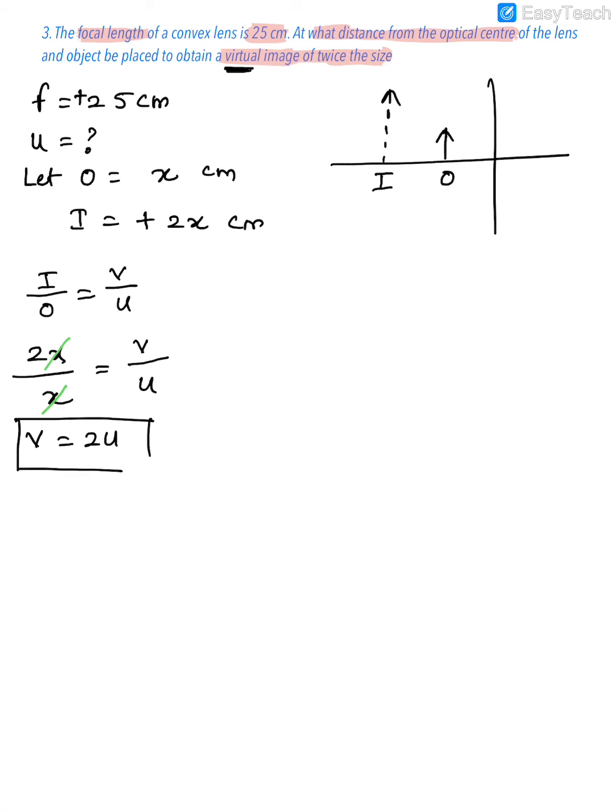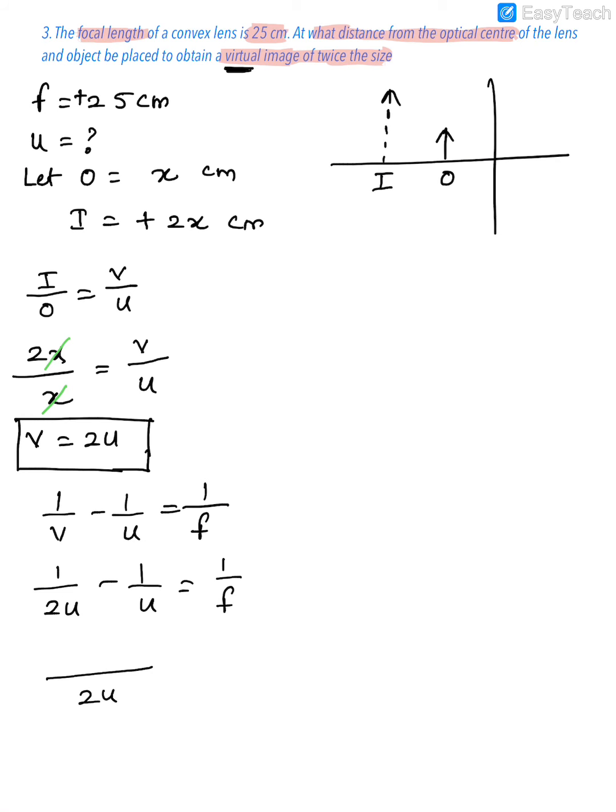Now we are going to use this value further. So 1 upon V minus 1 upon U is equal to 1 upon F. So 1 upon 2U minus 1 upon U is equal to 1 upon F. Take the LCM. What's the LCM here? 2U. So you'll get 1 minus 2 is equal to 1 upon, what is F? 25. So you will get U is equal to minus 12.5 centimeter on solving.